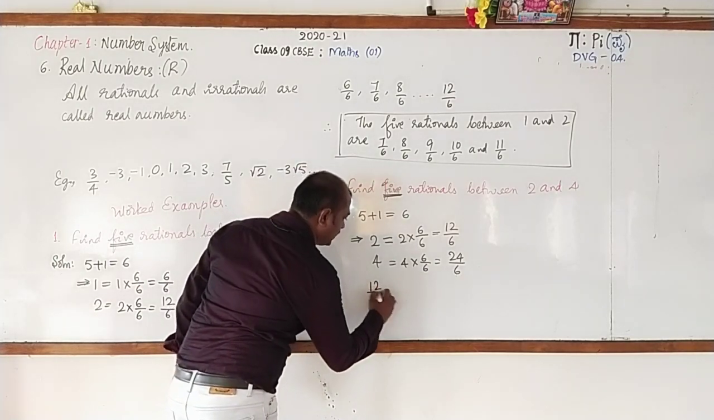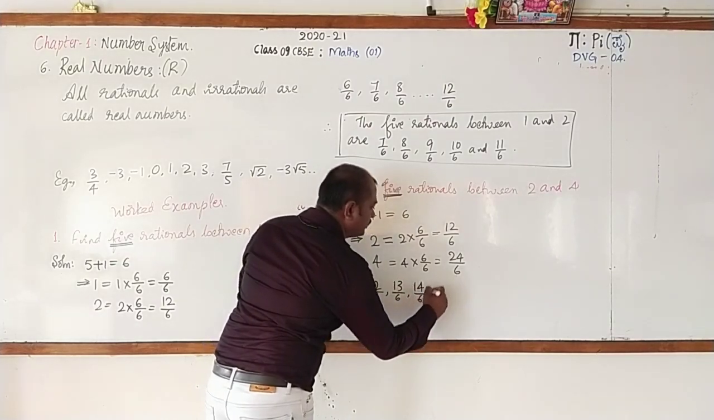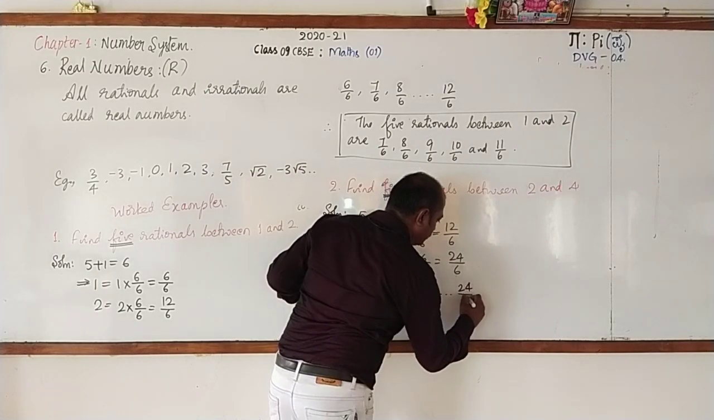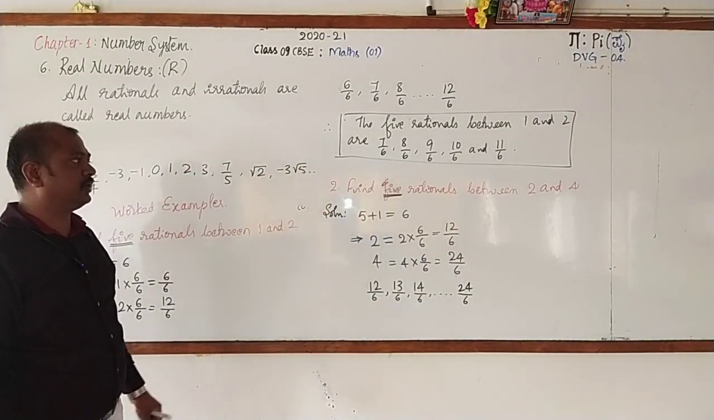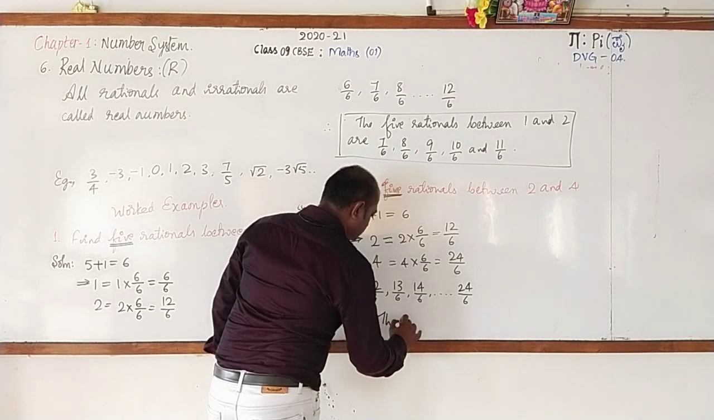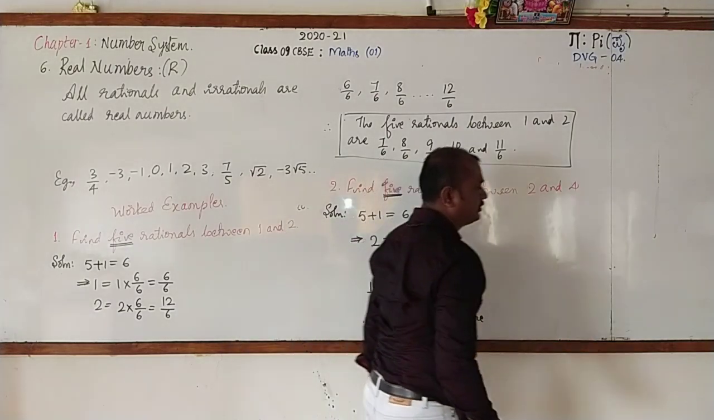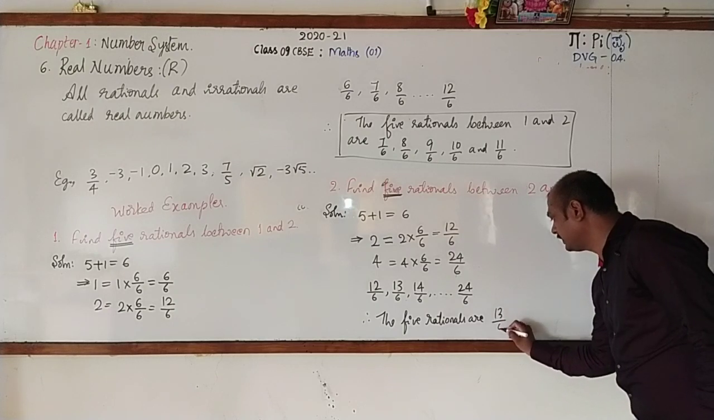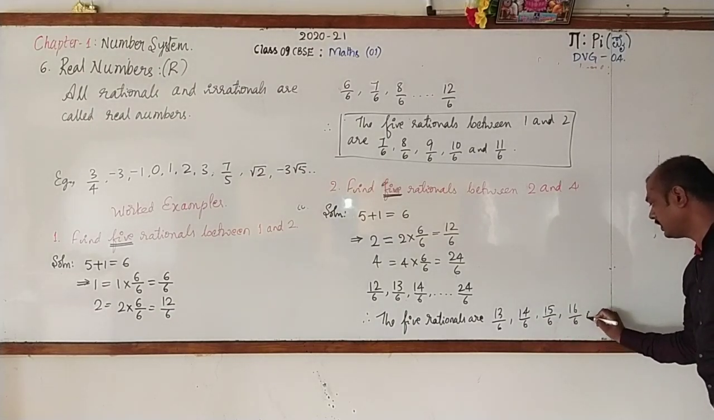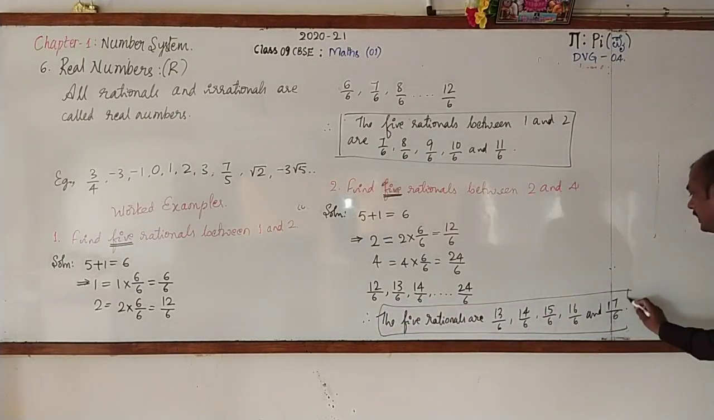You can write in this way: 12 by 6, next one is 13 by 6, 14 by 6, 15 by 6, and so on, up to 24 by 6. But how many rationals do we want? We want only 5. Therefore, the 5 rationals are 13 by 6, 14 by 6, 15 by 6, 16 by 6 and 17 by 6. I leave that with the box.